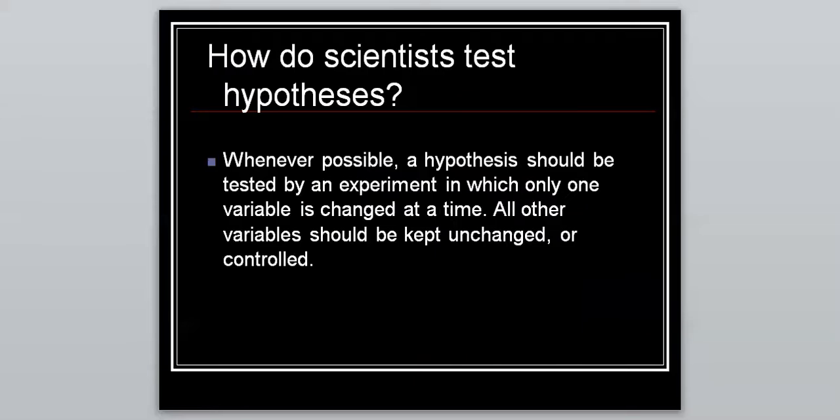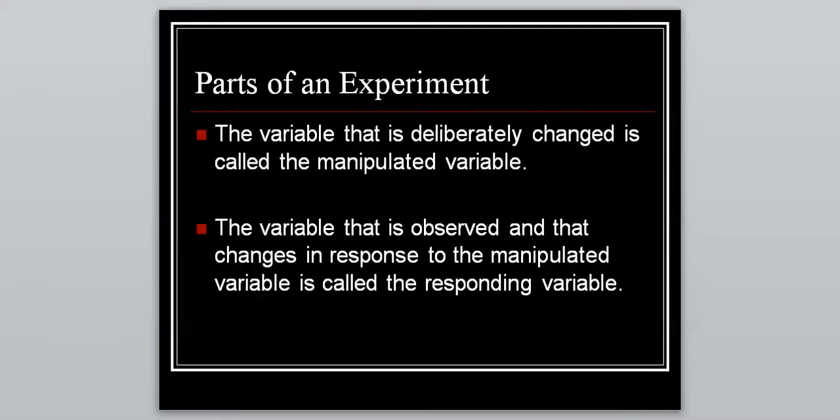We concluded our last video talking about a hypothesis and how to test one. Whenever possible, a hypothesis should be tested by an experiment in which only one variable is changed at a time. All other variables should be kept unchanged, or controlled. A variable is a thing that we're going to test for. There are two types of variables. One that is deliberately changed is called the manipulated variable.